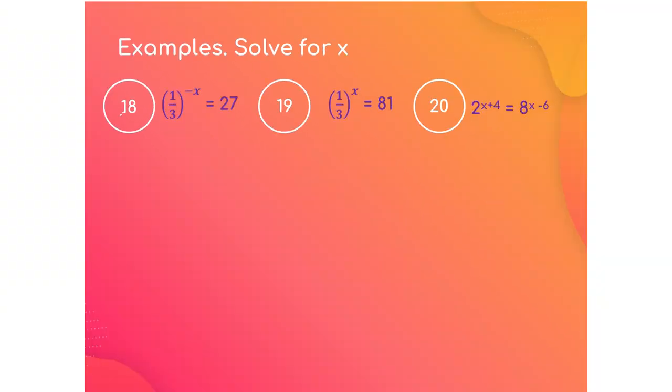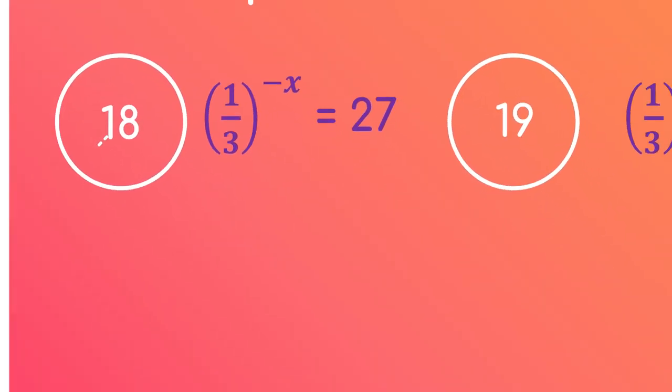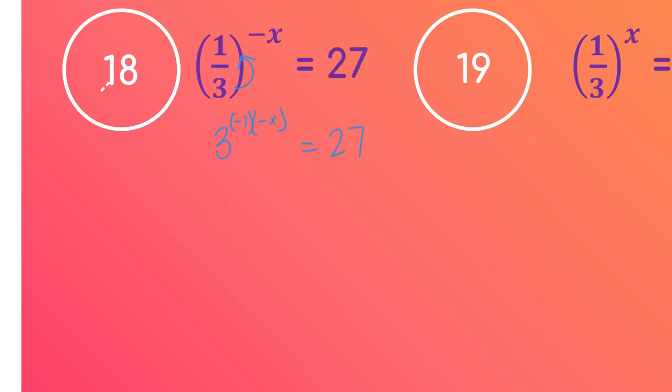All right, looking at the next set of examples, same thing. But looking at this one, I do have a fraction, trying to get rid of that fraction. All you have to do is flip it. So flipping them, I'm going to get 3 to the power of negative 1 times negative x equals 27. Trying to get that same base of 3.